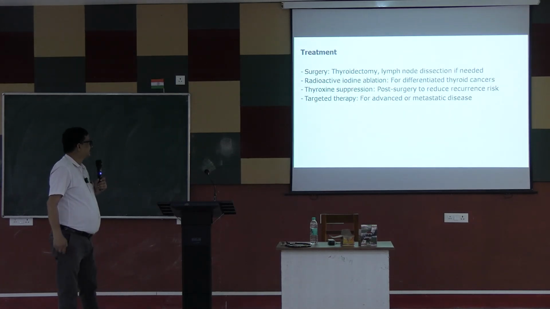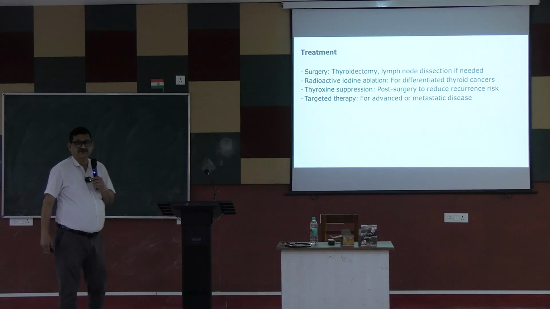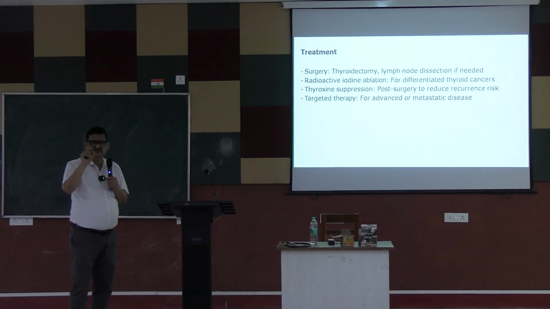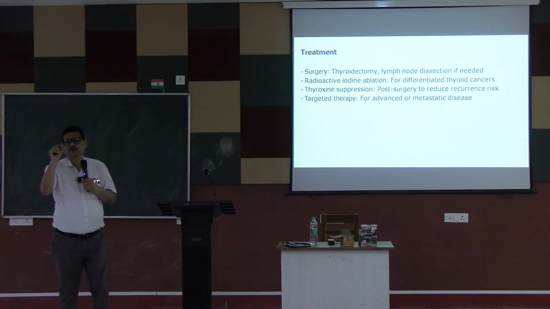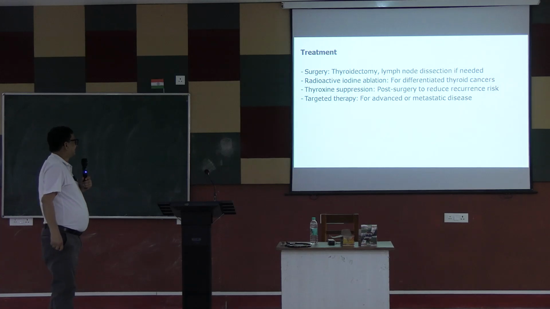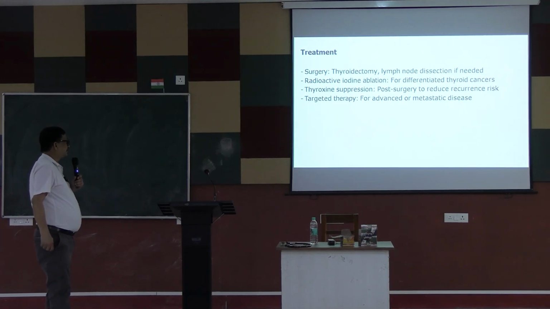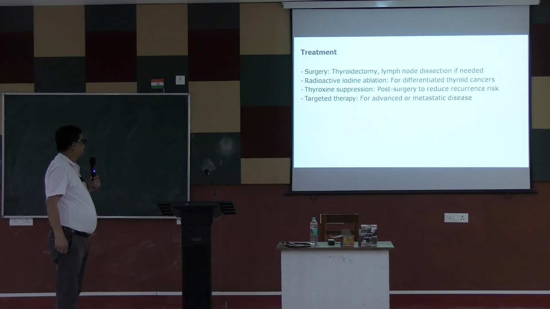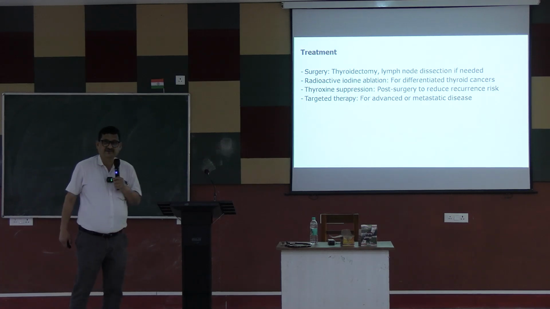Surgery is thyroidectomy, with lymph node dissection if needed. Radioactive iodine ablation for differentiated thyroid cancer: very well differentiated, only one or two small nodules, where radioiodine will ablate the cells. Thyroxine suppression post-surgery to reduce recurrence risk, and targeted therapy for advanced or metastatic disease.